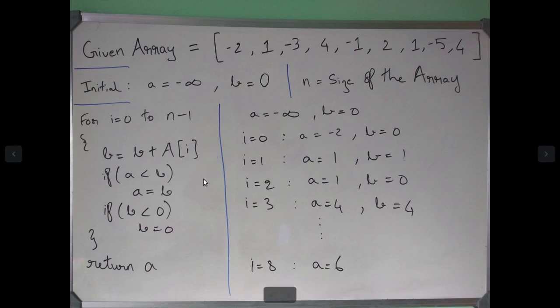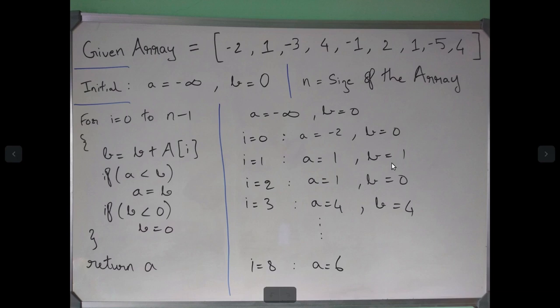So going ahead with the description of the traversing, at the first iteration, as I explained, a will end up being minus 2, and b, since it's negative, will end up at 0 at the end of the iteration. Then the next element, at i equal to 1, we have a of i is equal to 1. So b being 0, 0 plus 1 will give us 1, and then a is initially minus 2, and b being 1, since minus 2 is less than 1, we assign a equal to 1, and since b is greater than 0, we don't set it back to 0, so b remains as it is.